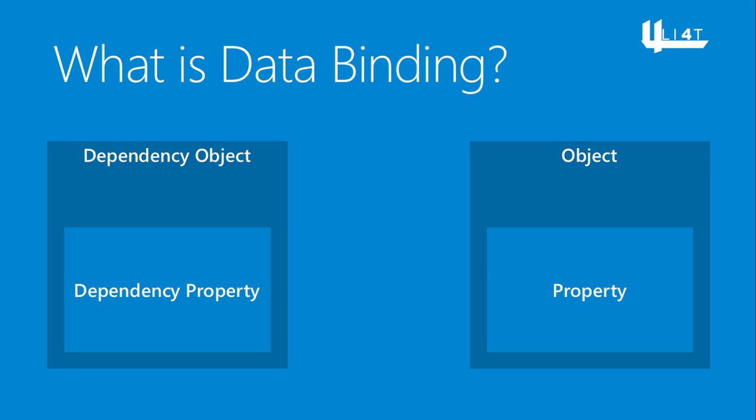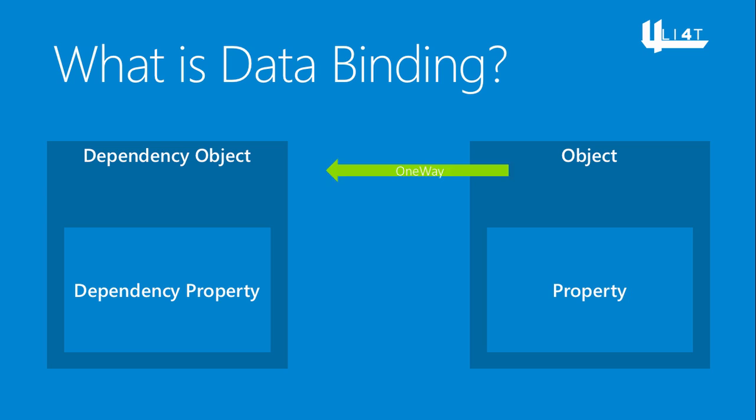So, for example, you have a dog with a property name, which is a string, and you want to bind that property name to a dependency property, maybe on a text block, on the user interface. Now, this data binding can happen in three modes, in three ways.